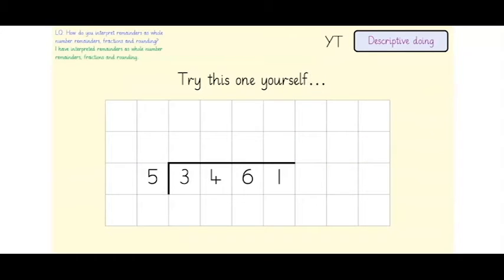Try this one yourself. Give your remainder as a whole number. So 34 divided by 5 is 6, because 5 times 6 is 30, and I'll have 4 left over. 46 divided by 5 will be 9, because 5 times 9 is 45, and I'll have 1 left over. 11 divided by 5 is 2, because 5 times 2 is 10, leaving me with a remainder of 1.